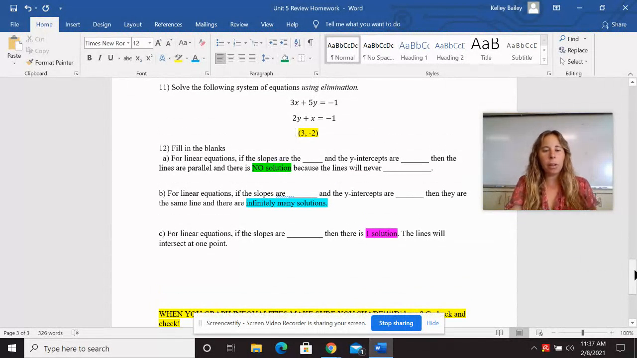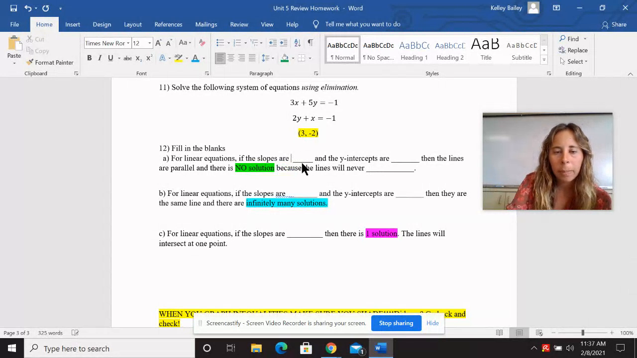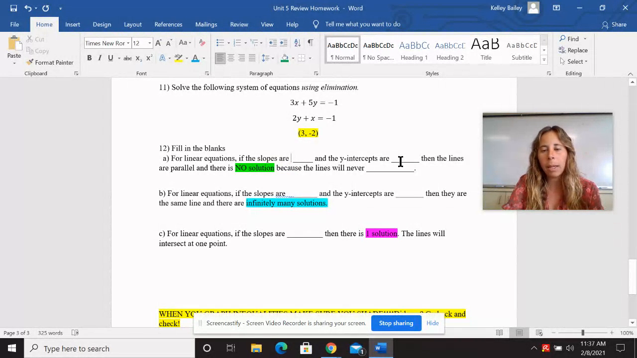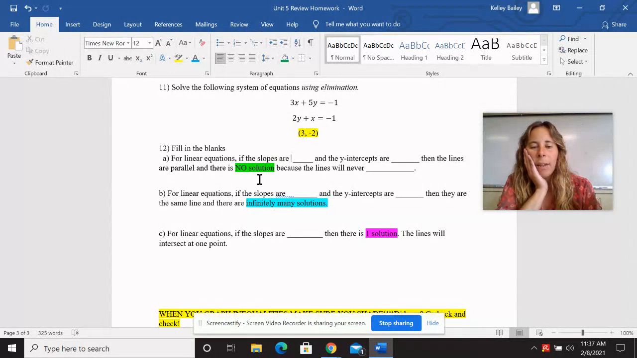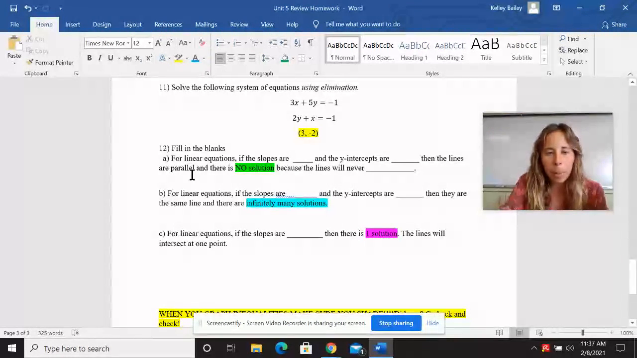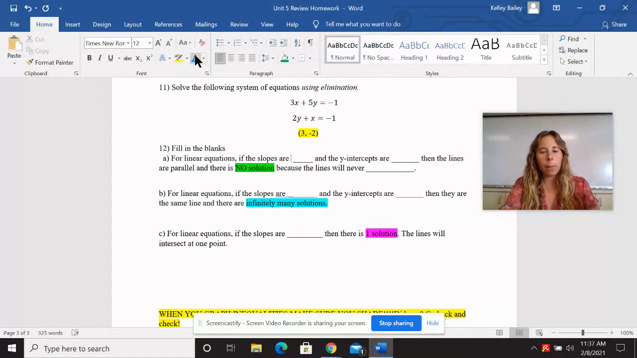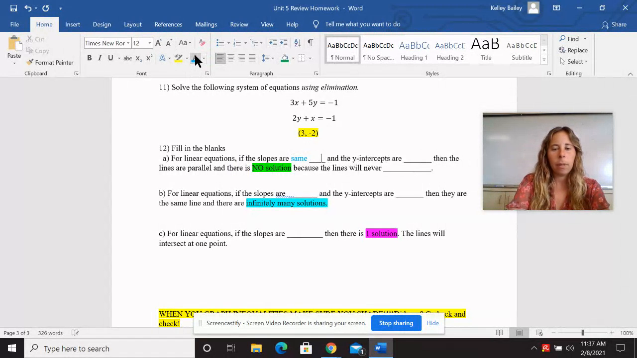Fill in the blanks. For linear equations, if the slopes are blank and the y-intercepts are blank, then the lines are parallel and there is no solution. Okay, so we're talking about linear equations here, a system of equations. So it's equals, not an inequality. So what makes it have no solution? What makes the lines be parallel? To be parallel, the slopes are the same. Slopes are, we'll put the same.